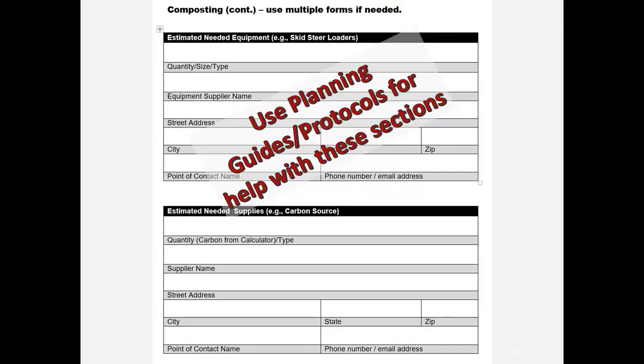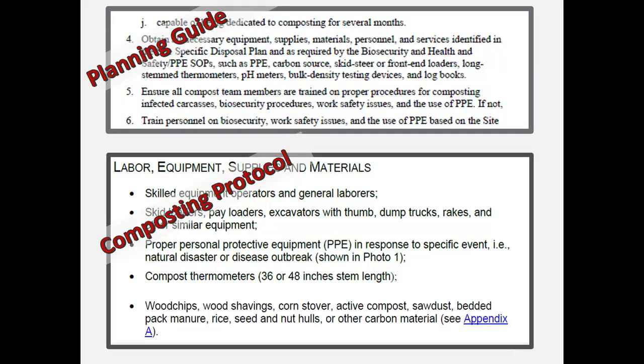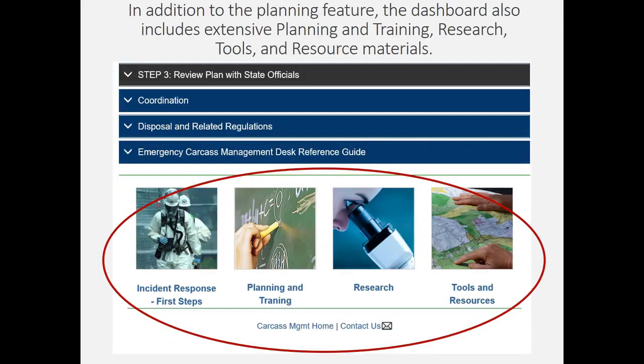And then you would use those other planning guides and protocols to fill out like the equipment you would need. So if you wanted to do composting, you might need skid steers. You would contact local rental companies to find out who has them and would be willing to rent them to you, have their name and contact information so that you could get it in a hurry. And same thing for carbon source. It's very important for composting. These are examples of the lists you get from the planning guides and composting protocol.